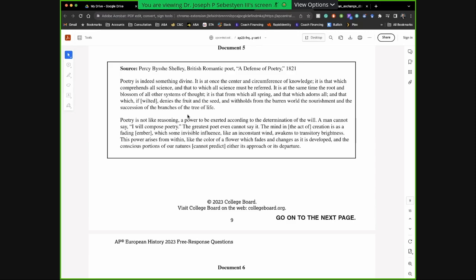Poetry is not like reasoning, a power to be exerted according to the determination of will. A man cannot say, I will compose poetry. The greatest poet even cannot say it. The mind in the act of creation is as a fading ember, which some invisible influence, like an inconstant wind, awakens to transitory brightness. The power arises from within, like the color of a flower which fades and changes as it develops, and the conscious portions of our natures can neither predict its approach nor its departure.